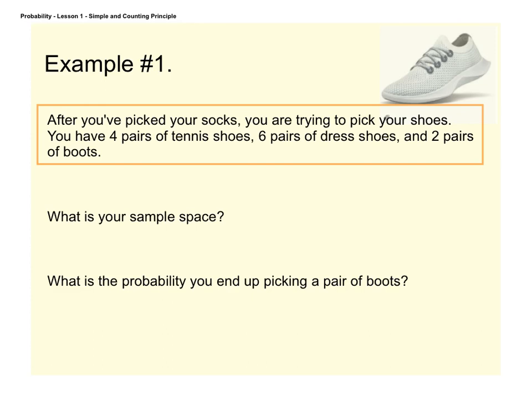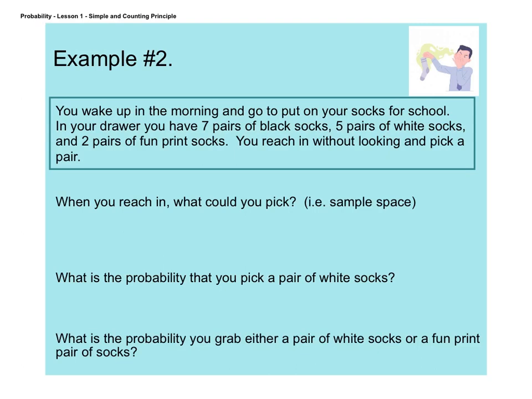Okay, so let's do some probability. After you've picked your socks, you're trying to pick your shoes. You have 4 pairs of tennis shoes, 6 pairs of dress shoes, and 2 pairs of boots. What's your sample space? 4 plus 6 plus 2 is 12. What's the probability you'll end up picking boots? Out of those 12 pairs of shoes, 2 pairs are boots, or 1 out of 6.